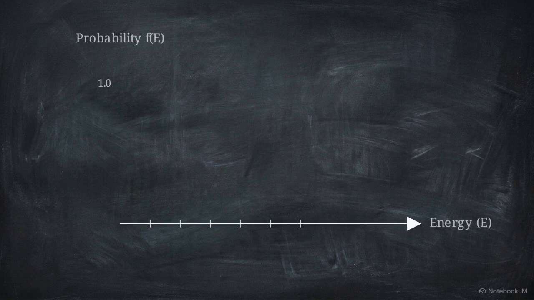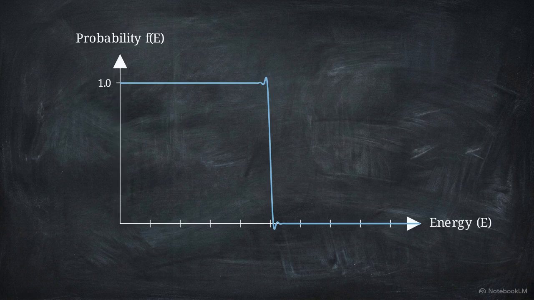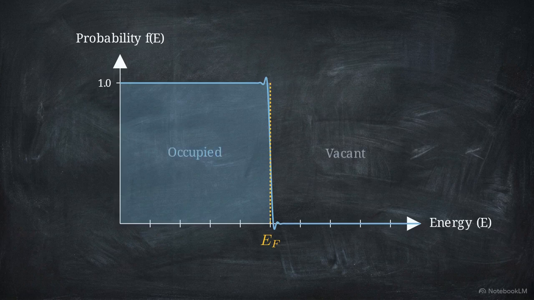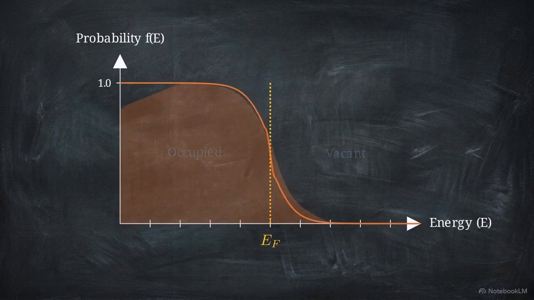This graph shows the Fermi-Dirac distribution, plotting the probability a quantum state is occupied against its energy. At absolute zero, the probability remains at 100% until the Fermi energy, where it makes a sharp vertical drop to zero. Every state below the Fermi energy is occupied. Every state above is vacant.